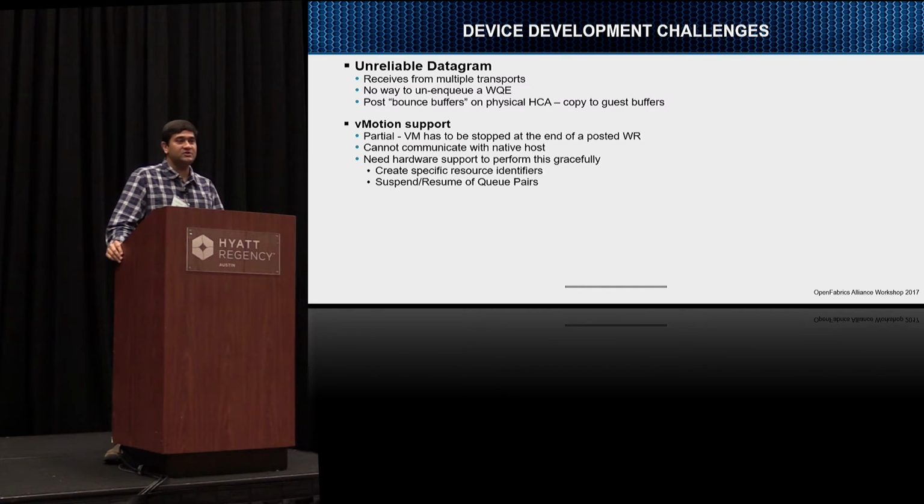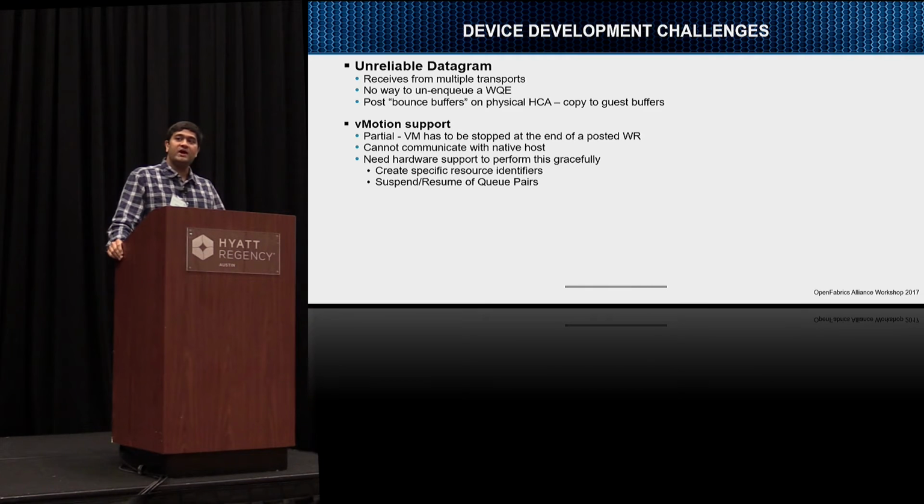vMotion support. We're really glad to have vMotion support for our PVRDMA device. Unfortunately, at this point, it's still partially supported, in the sense that we can't talk to native hosts. We can't allow PVRDMA VMs to talk to native hosts because of the way we expose virtualized resources. Hopefully, moving forward, we want to expose physical resource identifiers to the guests. That would allow it to talk to native hosts, because applications might exchange RDMA information out of band, and we want to make sure that it's all synchronized and the HCAs can talk to each other based on those identifiers.